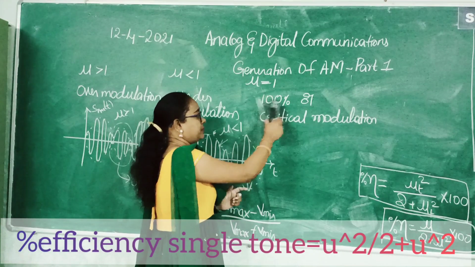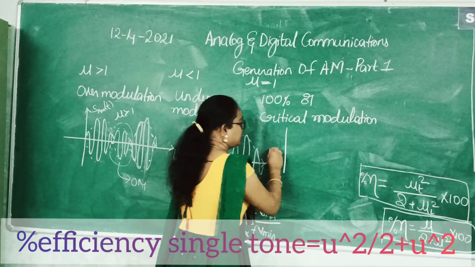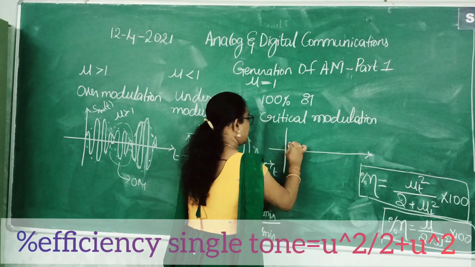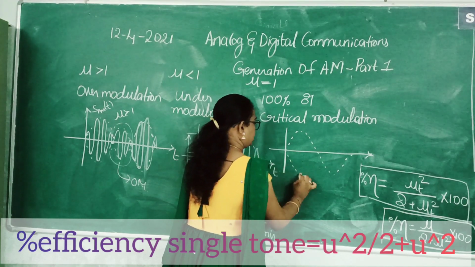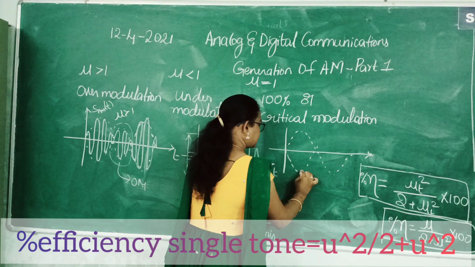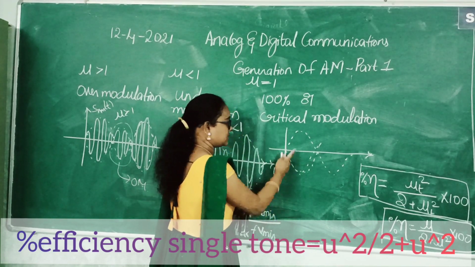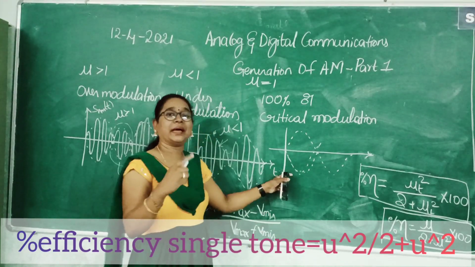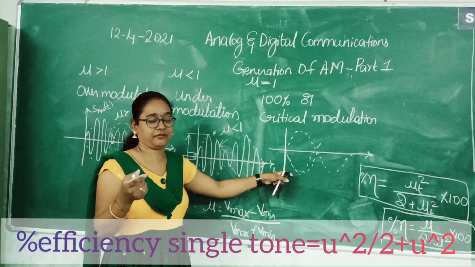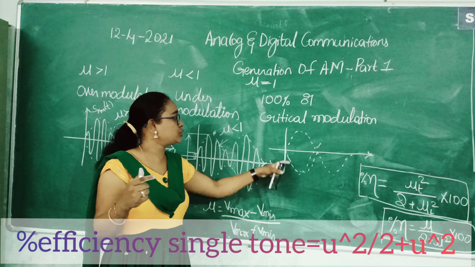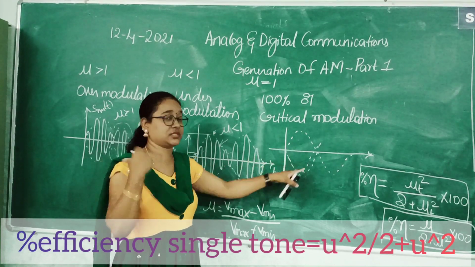Coming to the 100% or critical modulation, the modulation waveform we are going to have is like this. Why we get this above and below is due to the mathematical operation of cos of 2 pi (fc plus fm) and (fc minus fm). Due to that we get this effect.